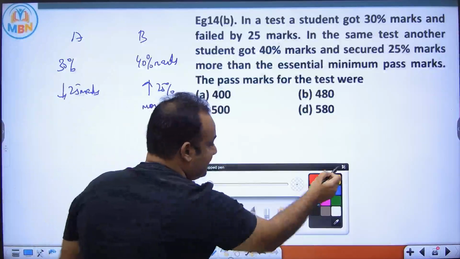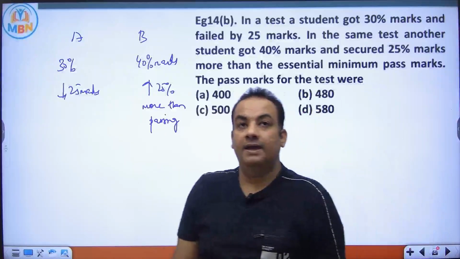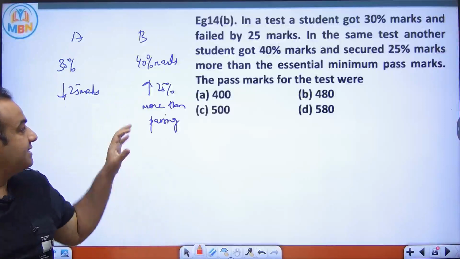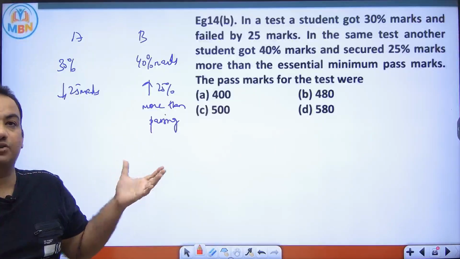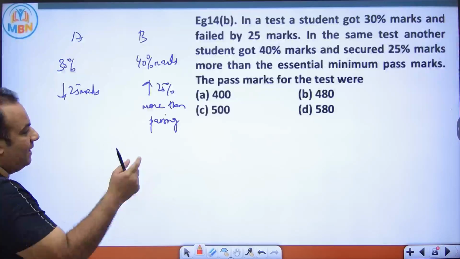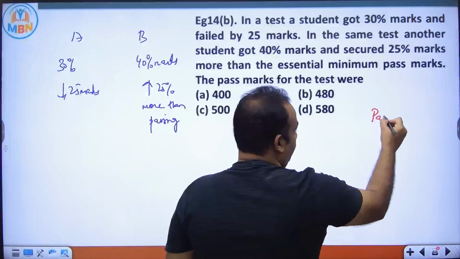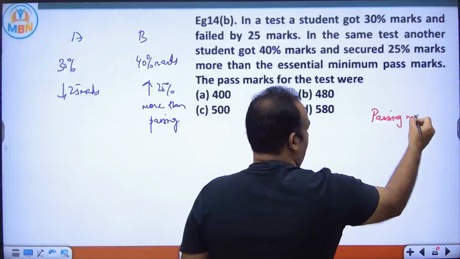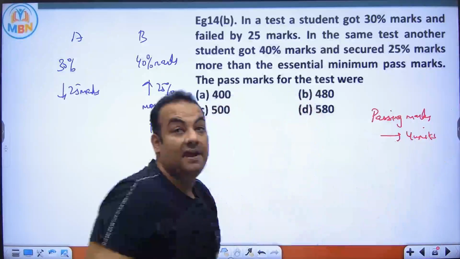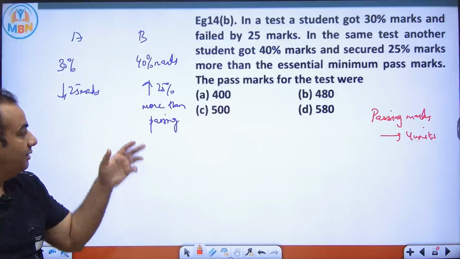Now this question is slightly different from the previous one. Now see, the first candidate got 30% marks and failed by 25 marks. The second candidate got 40% marks and scored 25% more than the passing. Now I am assuming, let passing marks be 4x. Why am I taking 4x? You can assume 4 units. Why am I taking 4 units? Because the second candidate got 25%, which is 1/4 more than the passing.